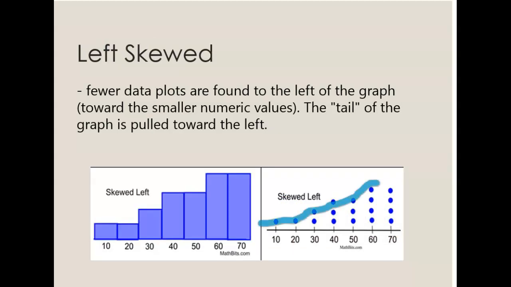So left skewed is the same kind of thing, but it tails to the left. Here on our histogram, you can see the data values tail off to the left. And here in our dot plot, the values tail off to the left.